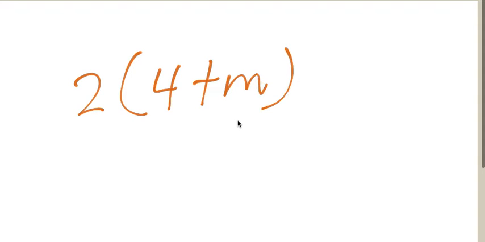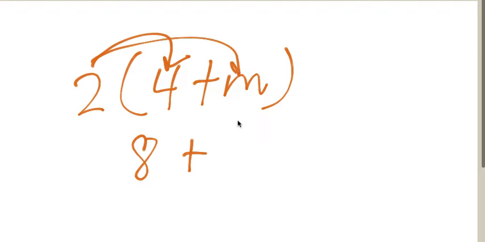Distributive property. So we have 2 and then 4 plus m. Remember, with the distributive property you distribute that number on the outside with everything on the inside, every single thing. Okay, so that's what that would be, a distributive property. A lot of times we do the first one and then we forget to do the second one.